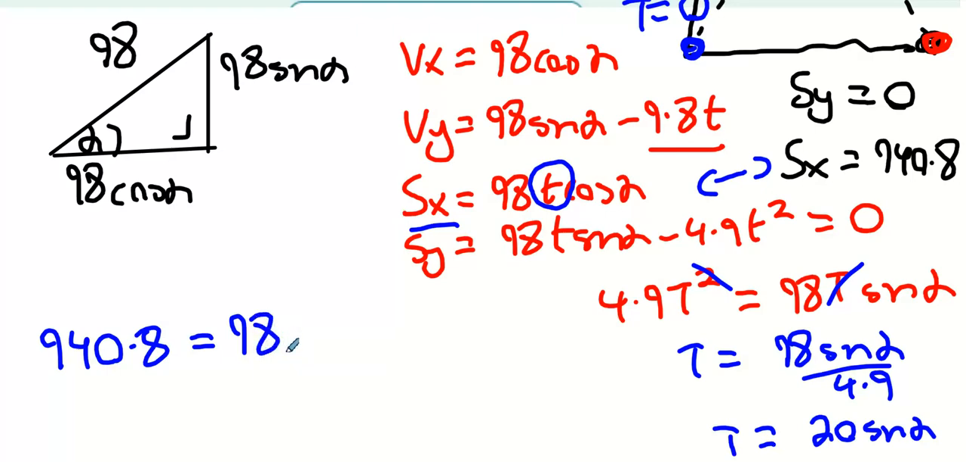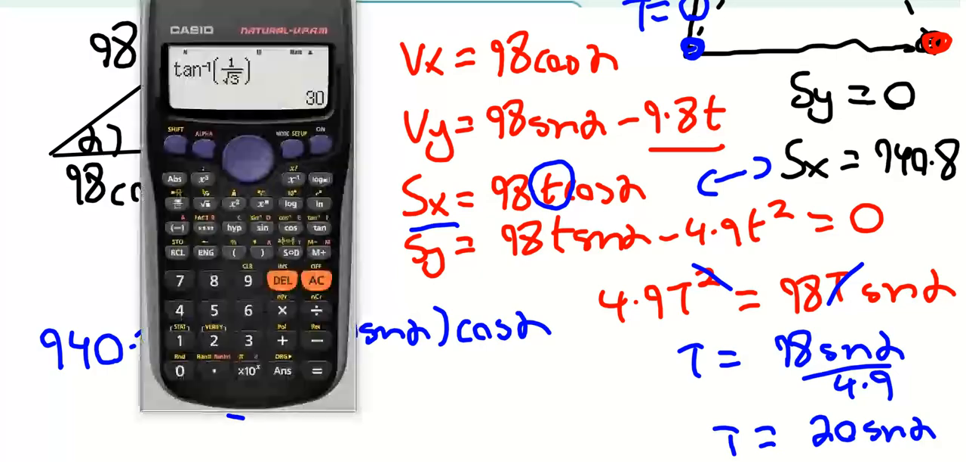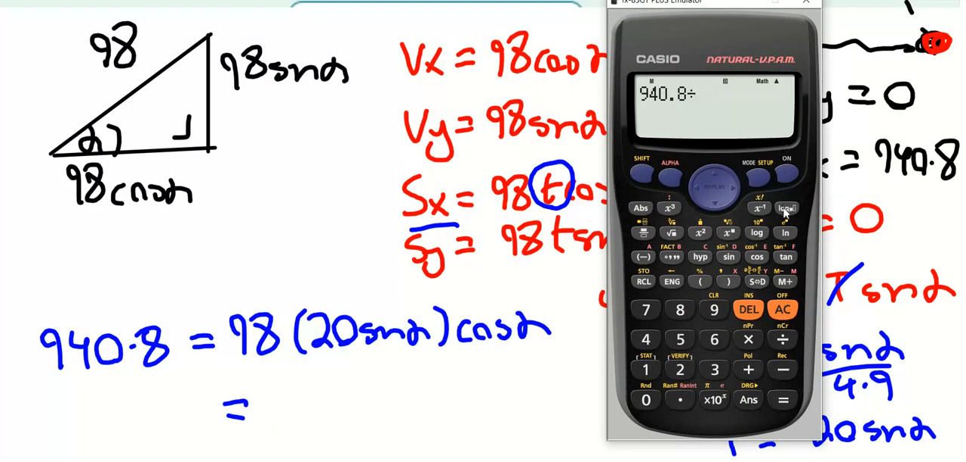And what will that equal? 98 times, anybody? 20 sine alpha, and what's the other one? Cos alpha. You cool with that? Now, what's 940.8 divided by 98 and divided by 20? What is it? Divided by 98. Then divided by 20. 0.48.